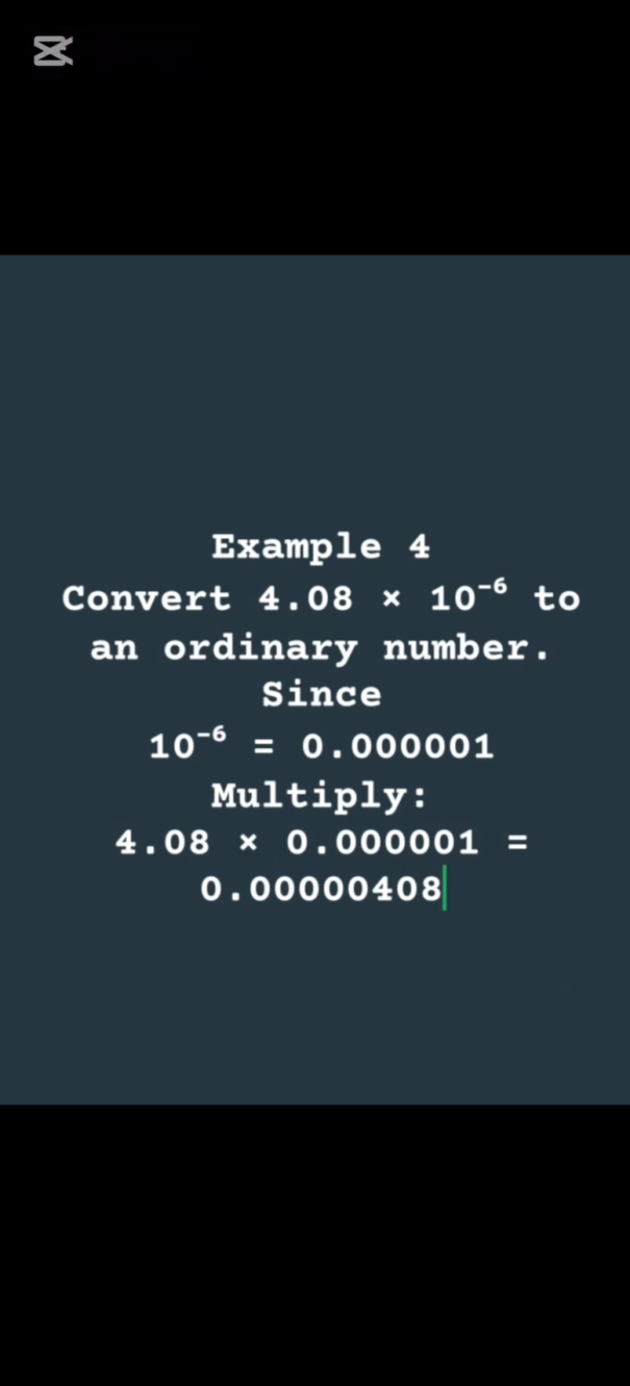So for us to take it back, it requires multiplication. To take a standard form number back to an ordinary number, you multiply. To take an ordinary number to a standard form number, you move the point.